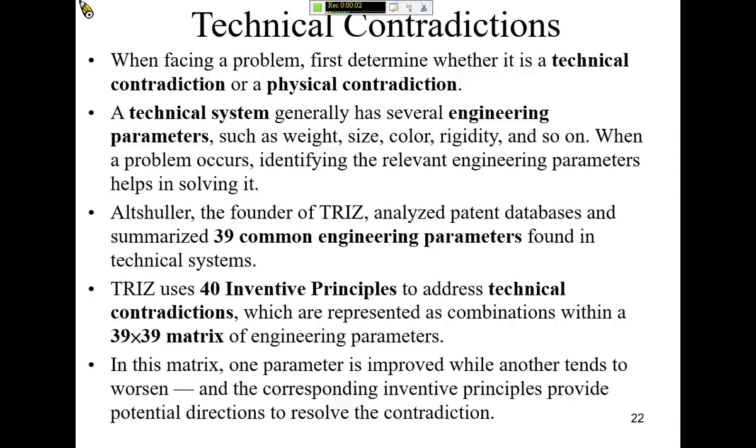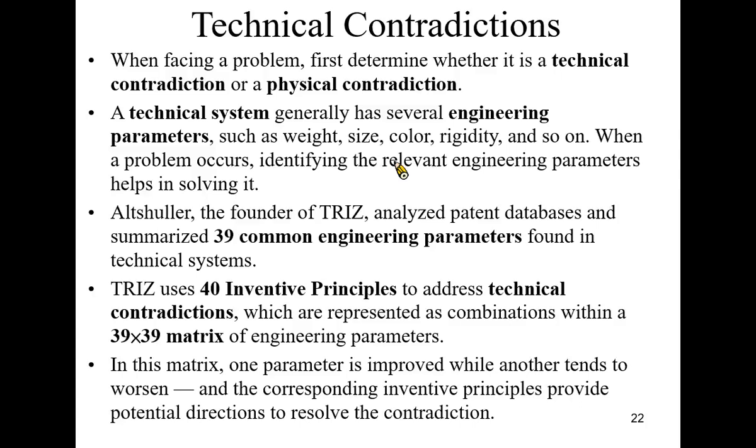Next, we talk about how to solve technical contradiction. Before that, we have to understand technical systems. Commonly, they have several engineering parameters such as size, weight, color, something like that. When the problem happens, identifying the suitable engineering parameter can help us to solve this problem. Actually, Altshuller analyzed the patent database and summarized 39 engineering parameters.